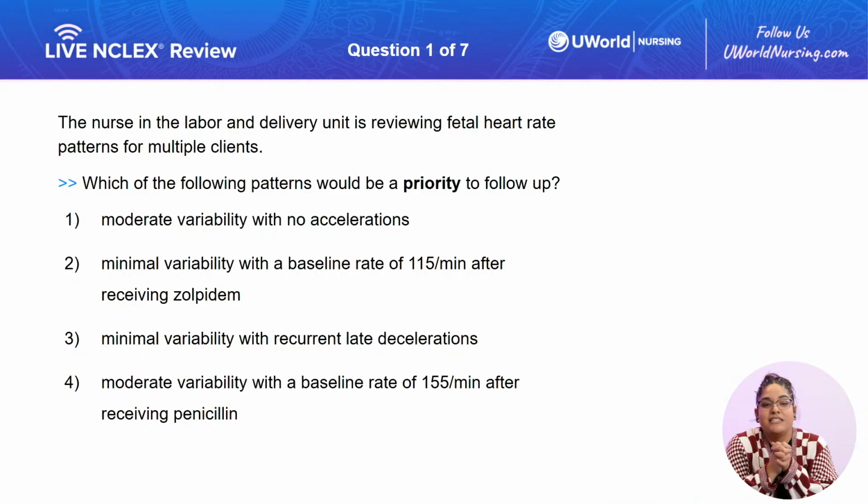Our first question says, the nurse in the labor and delivery unit is reviewing fetal heart rate patterns for multiple clients. Which of the following patterns would be a priority to follow up? Option 1, moderate variability with no accelerations. Option 2, minimal variability with a baseline rate of 115 beats per minute after receiving Zolpidem or Ambien. Option 3, minimal variability with recurrent late decelerations. And option 4, moderate variability with the baseline of 155 beats per minute after receiving penicillin.